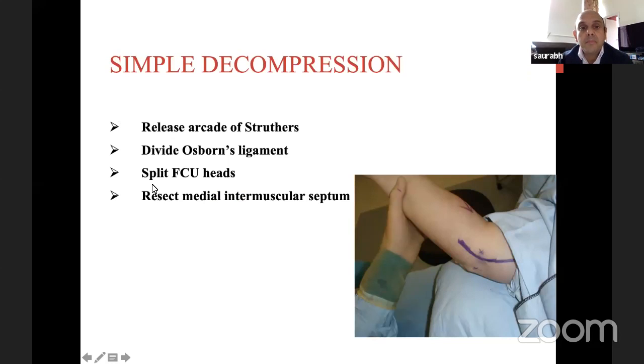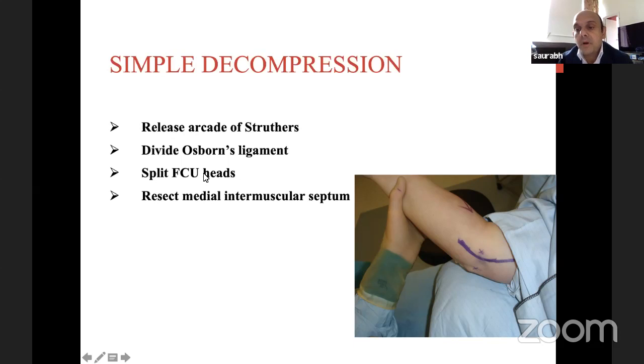So, simple decompression. The setup is supine, arm board. I put a tourniquet with a side table. That's the marking: olecranon, medial epicondyle, and the nerve goes just behind the epicondyle. And these are the structures you're going to release.